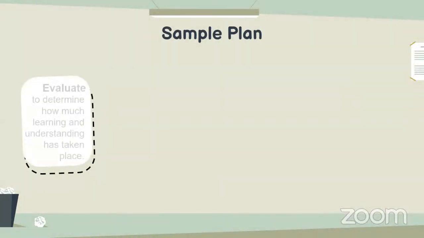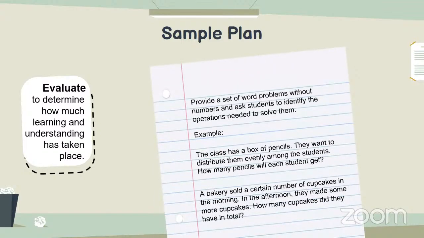When this is done, we dial it down a bit, and this is where we want to evaluate students individually. All along, we've been doing group activities, but we now want to move away from the group and get to an individual basis. So we want each child to take on the task for themselves. Here's an example. Provide a set of word problems without numbers and ask students to identify the operation needed to solve them, but do it individually. Don't let them work in groups anymore. We want to see if each person can stand by themselves and work.